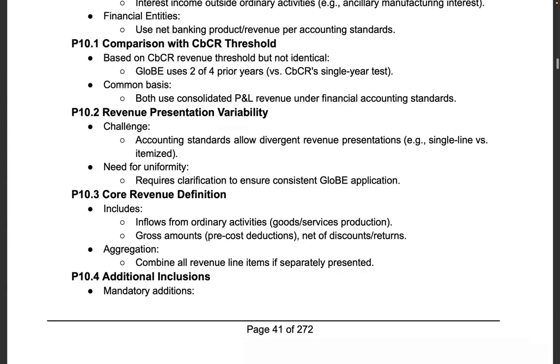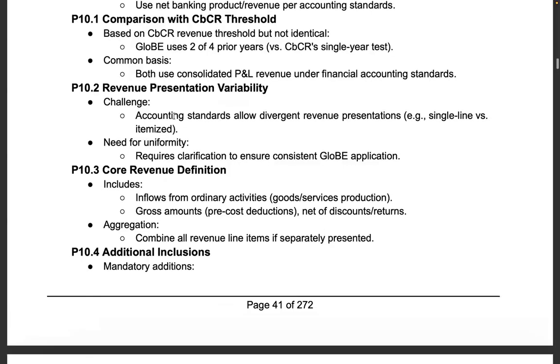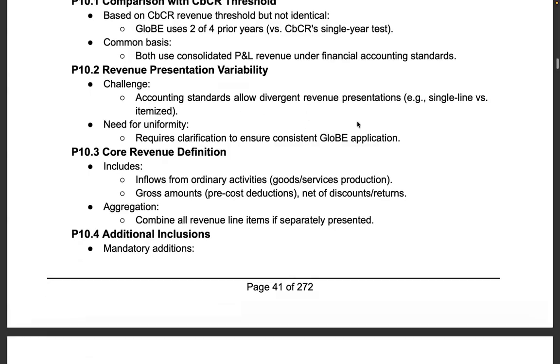Now, paragraph 10.2 talks about revenue presentation variability. What is the challenge? Accounting standards allow divergent revenue presentations, single line versus itemized. Now, that's a challenge. Need for uniformity: it requires clarification to ensure consistent GloBE application.